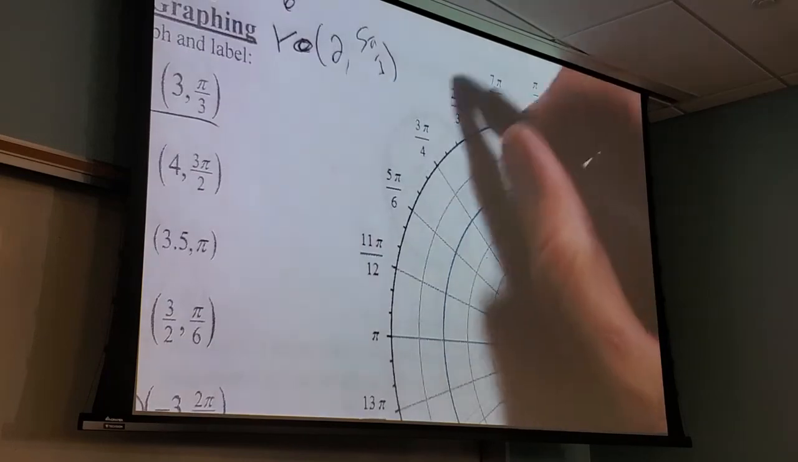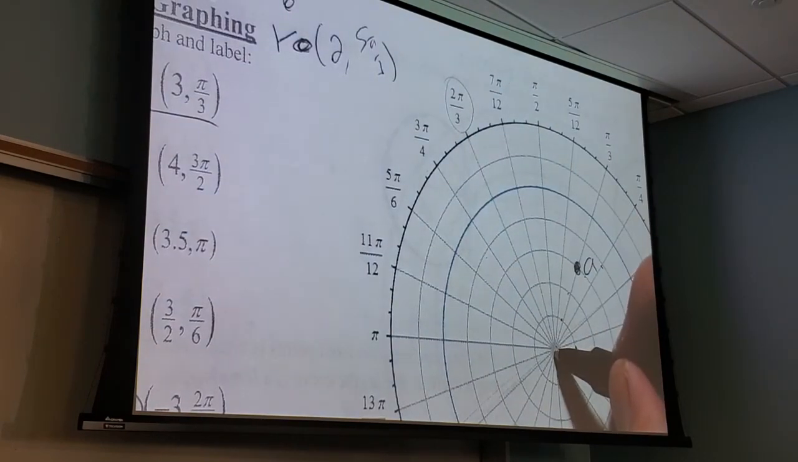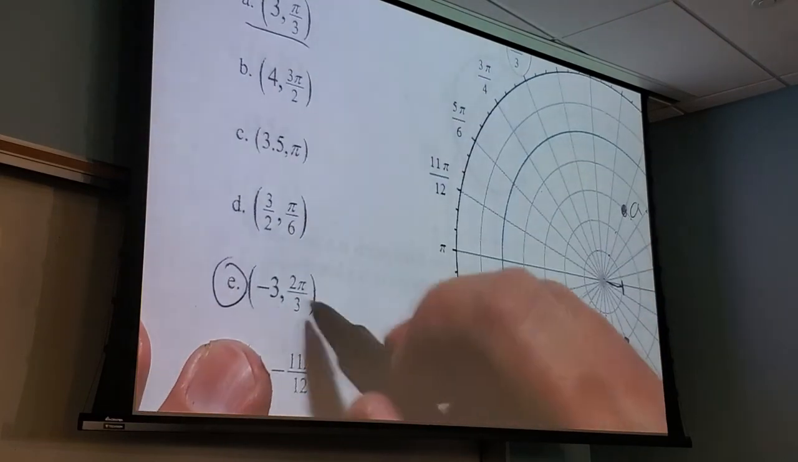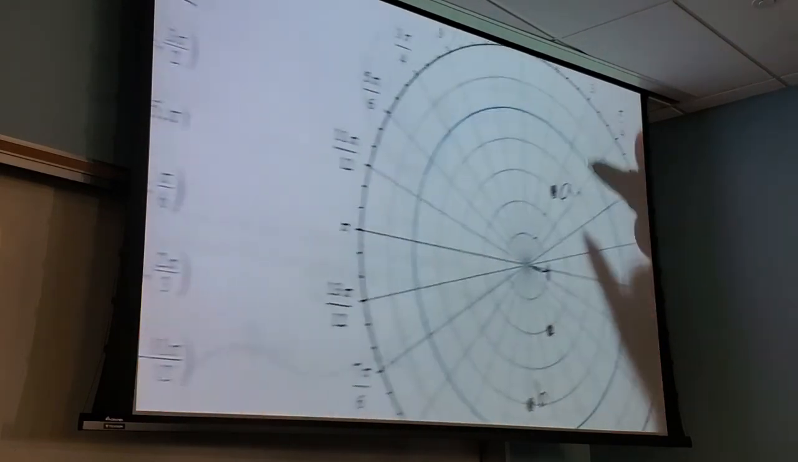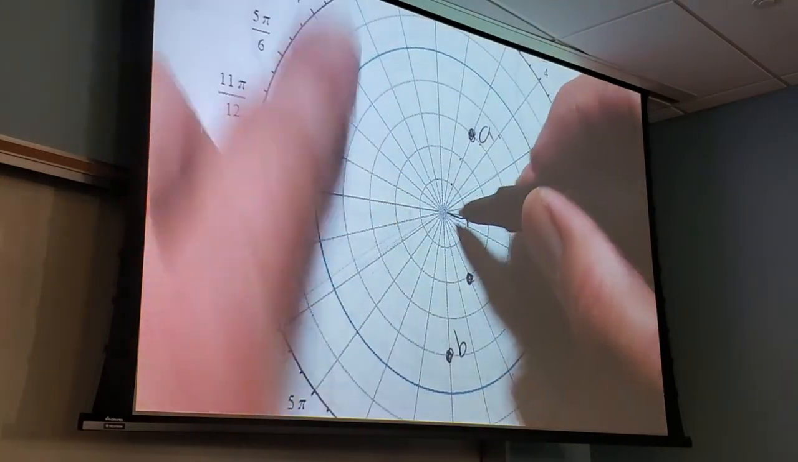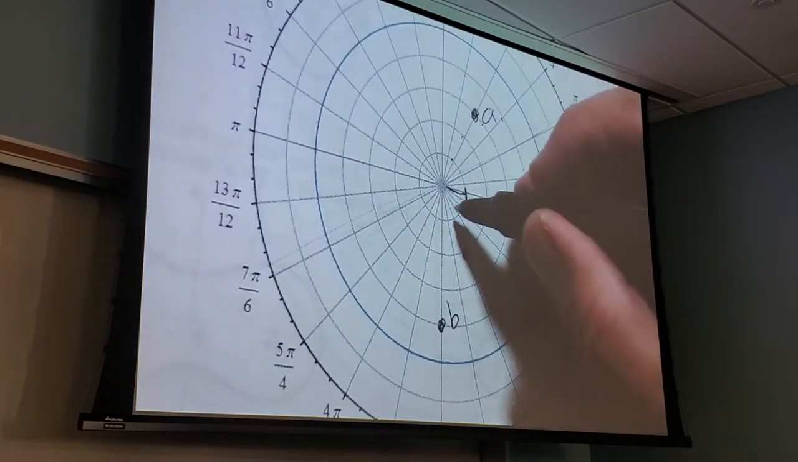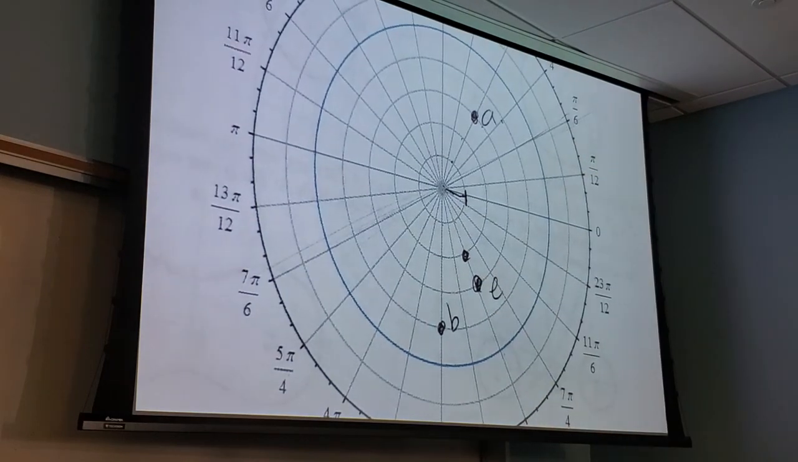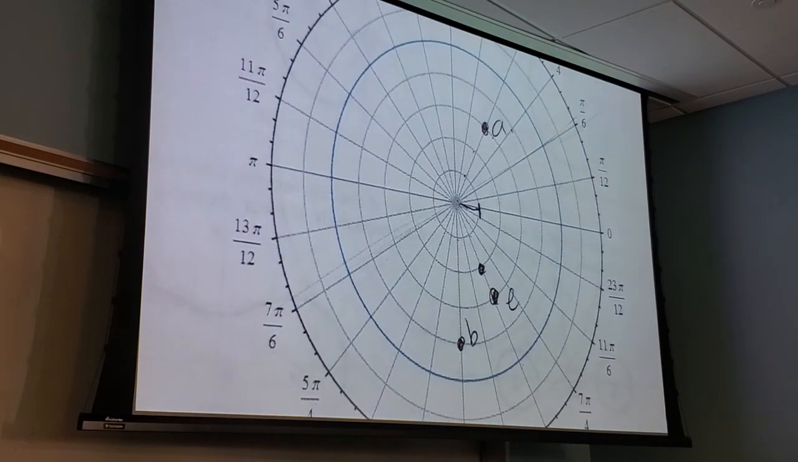2 pi over 3. So I'm looking this way. But am I going to walk forward? I'm going to walk backwards 3. So I'm going to face 2 pi over 3, and I'm going to walk back 3. 1, 2, 3. So that is E. So r can be negative. It just means back up. That's all it means. Why would that be useful in a boat? Because I might get to dock and have to go backwards to get in the right position, right?